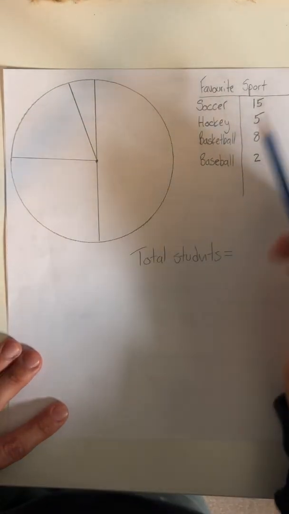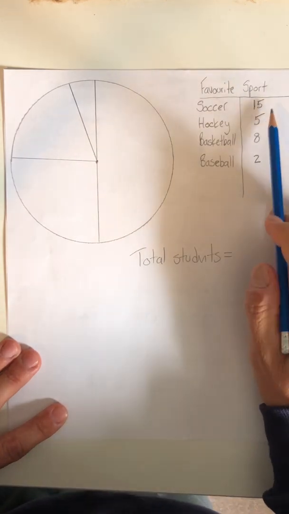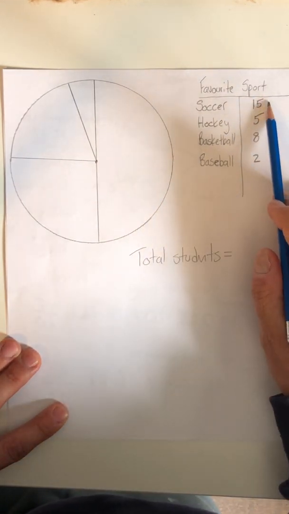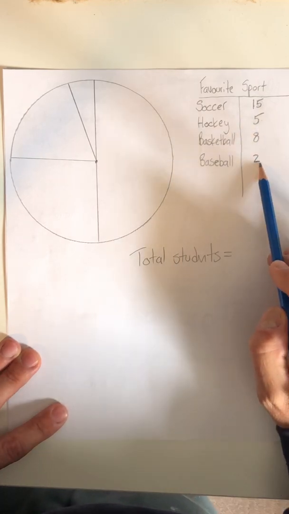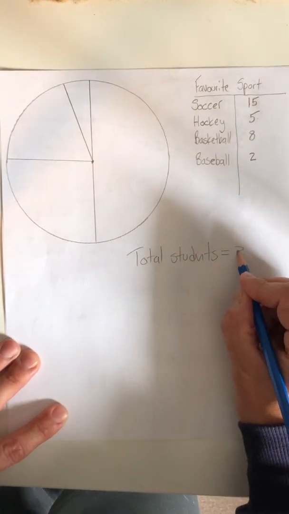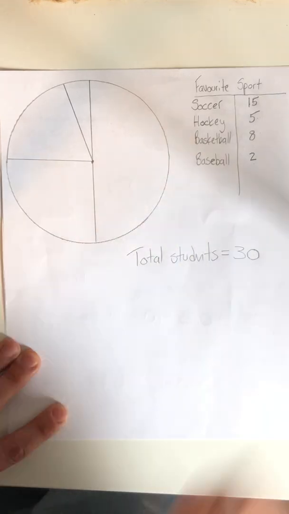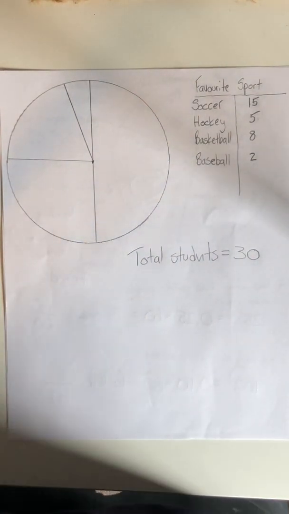Okay, and again, I can just do that in my head here. So here's all the students that were surveyed. So 15 plus 5 is 20. 20 plus 8 is 28. 28 plus 2 is 30. It was 30 students. So maybe this was just one class that was asked these questions.